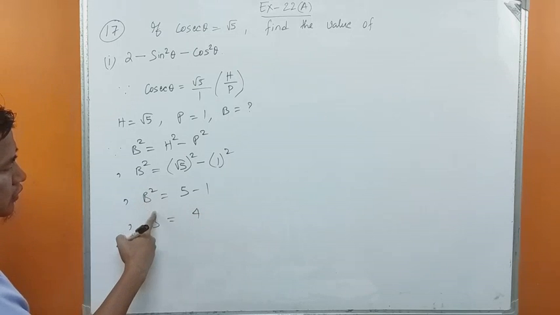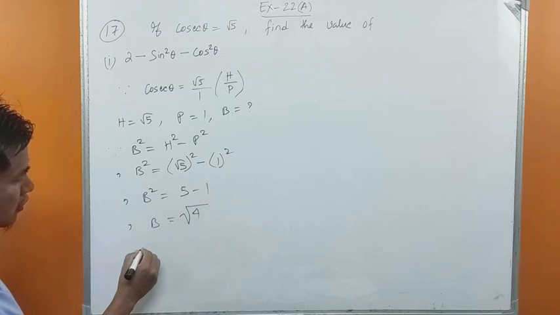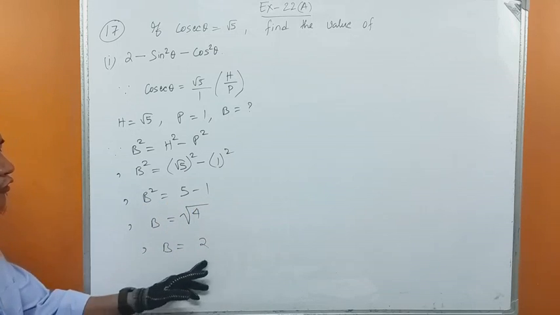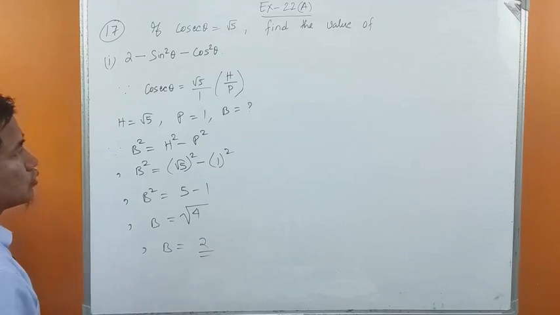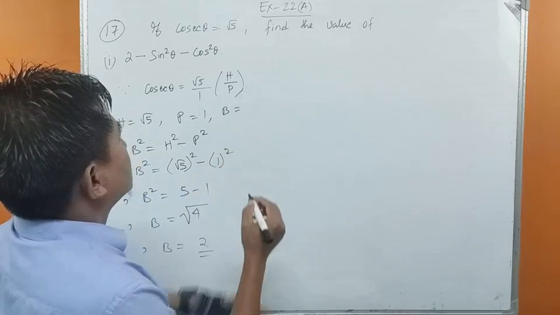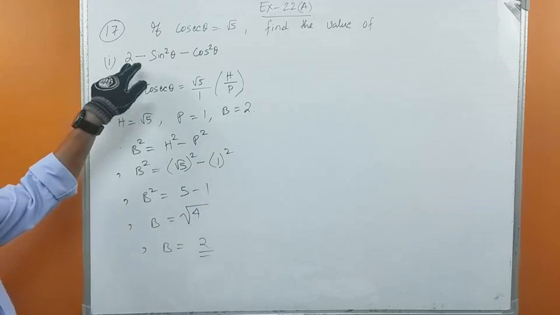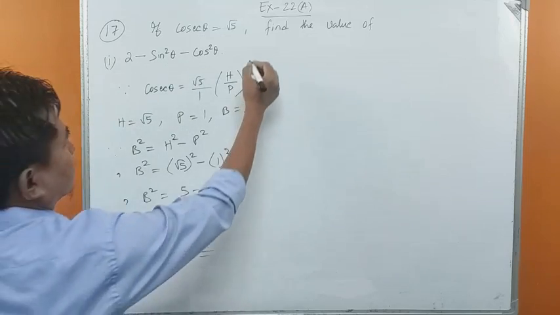Now this square, when taken to the right hand side, becomes root. So b equals root under 4, which means 2. 2 2s are 4, isn't it? So the value of base is 2. So we found base, that is 2. Okay, now let us find the value of this expression.